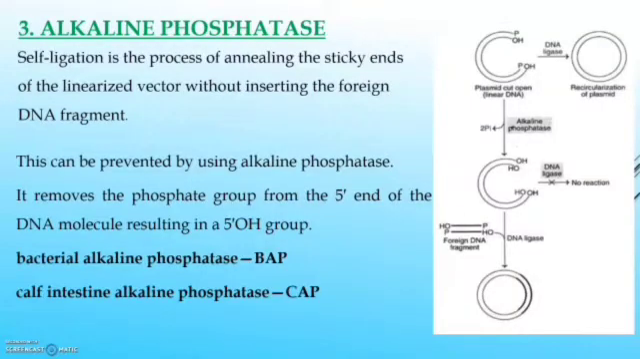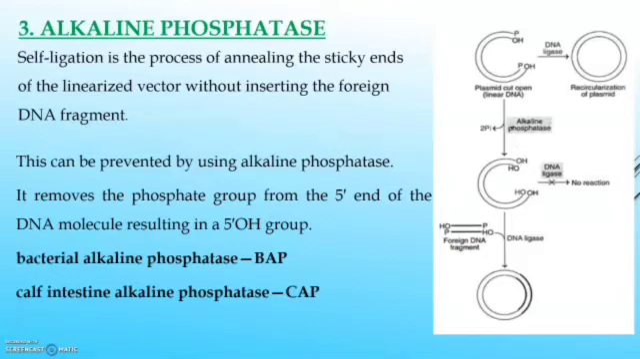And the next enzyme is alkaline phosphatase. In recombinant DNA technology, there is always a problem of self-ligation and the reformation of the original plasmid or the vector. This reduces the efficiency of the recombinant DNA formation. Self-ligation is the process of annealing the sticky ends of the linearized vector without inserting the foreign DNA fragment. That is, the cleaved molecule gets self-ligated to each other without any foreign DNA fragment.